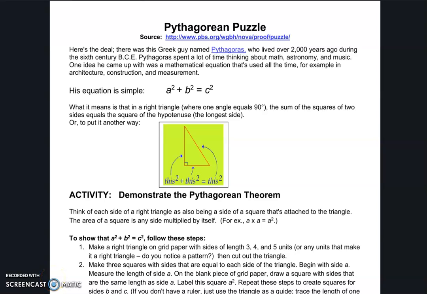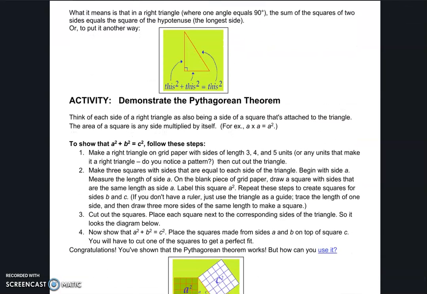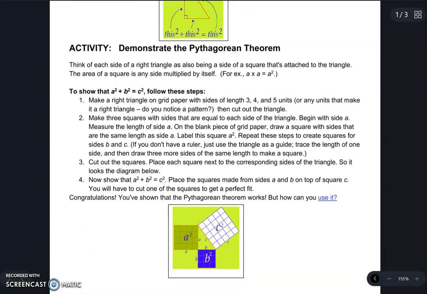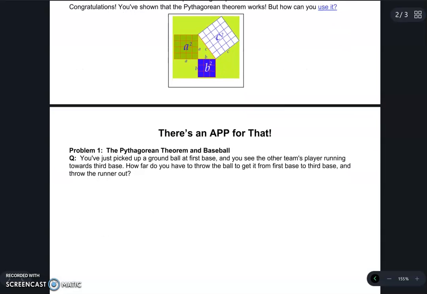In this video, I'm going to go through the setup for some of the problems on the Pythagorean theorem and how to solve the quadratics on them. The first thing for your activity was to go through this little process here, using grid paper, making squares and how they fit together. So I think most of you are all set with that.